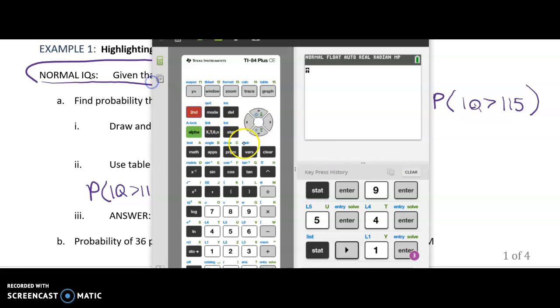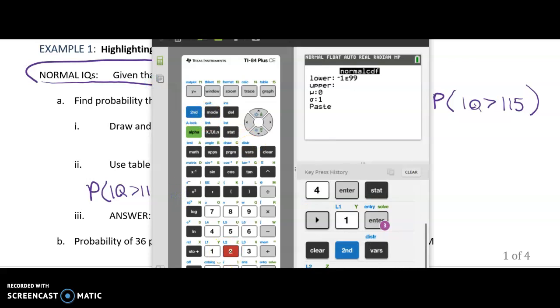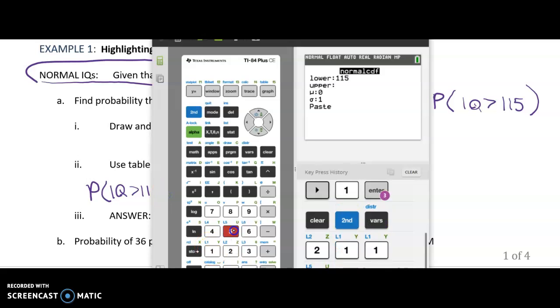On our calculator, we have second vars. Normal CDF is option 2. And we'll type in 115 for our lower limit. For the upper limit, I'm just going to put 9999. Our mean is 100.